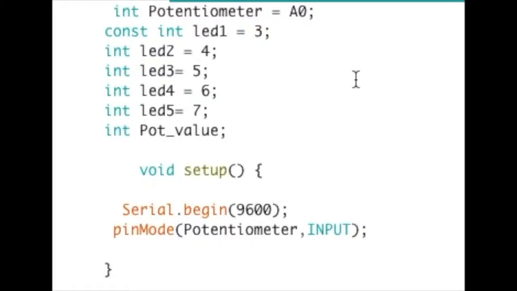First thing we want to do is declare our variables and which pins they go to on the Arduino Uno. The potentiometer goes to analog pin 0. The LEDs go to pins 3, 4, 5, 6, and 7. We want to use the serial.begin command to be able to use the serial monitor. Also, we want to declare that the potentiometer is an input.